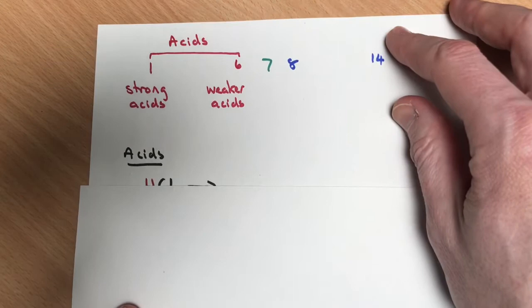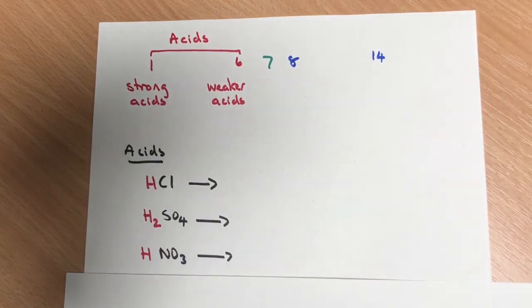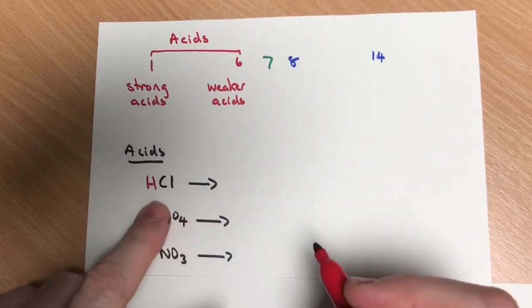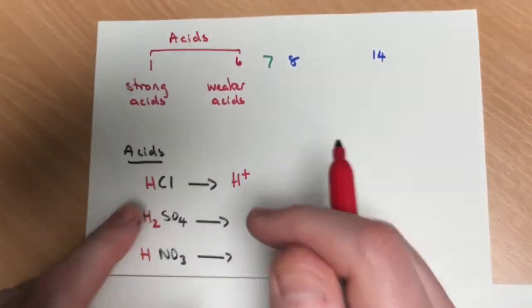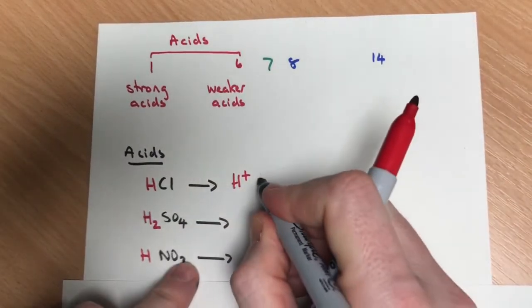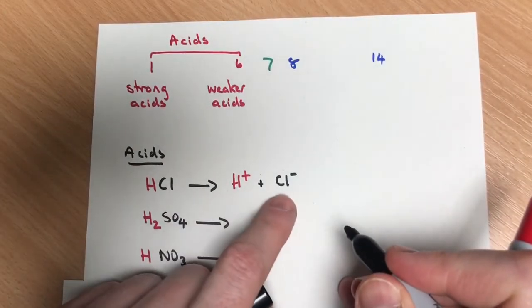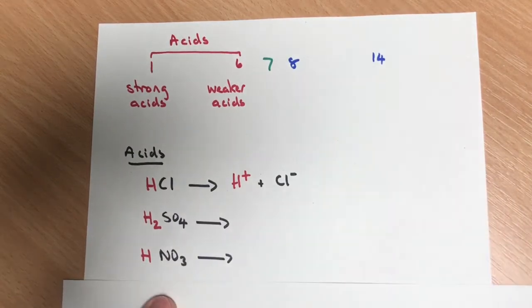Here's some examples of acids. I'm going to give you 3 examples. Each one of these, you'll notice, contains hydrogen. So hydrogen is a key feature of what makes acids acids. And these will dissociate when they go into solution. So HCl will produce a hydrogen ion, and it will also produce a chloride ion. Dissociate just means split. So these will split, dissociate into these 2 separate ions.